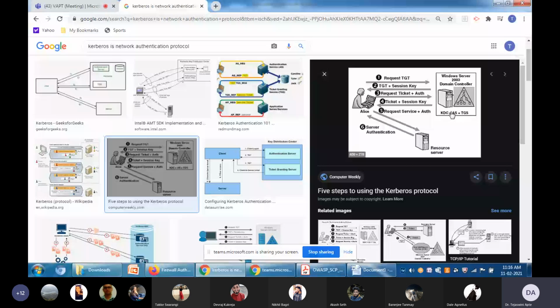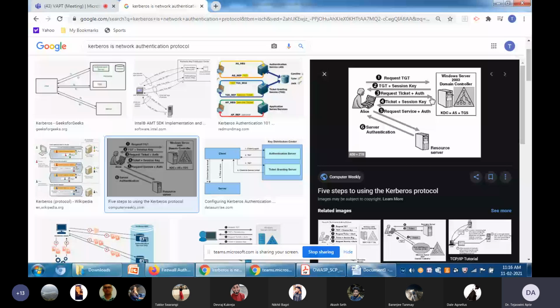Fine. So Kerberos is the authentication server. When you say authentication server, how exactly does it work? Generally, the user is going to request the ticket. The Kerberos server is responsible for providing the token along with the session key. Based on that token and the session key, the user is going to request a ticket along with the authentication information.